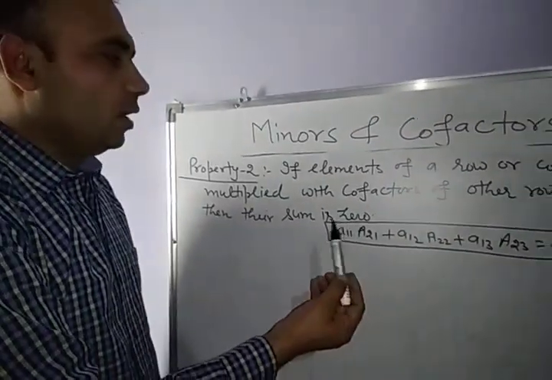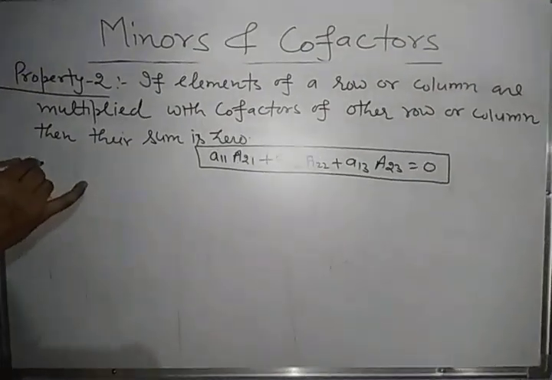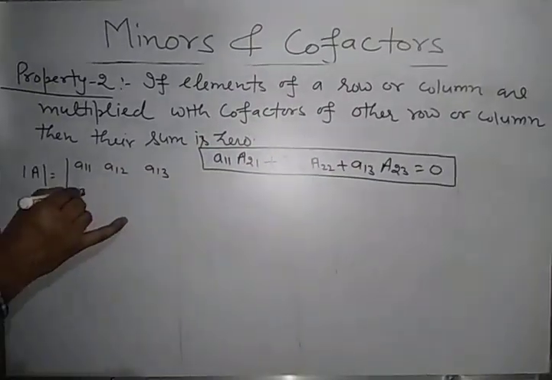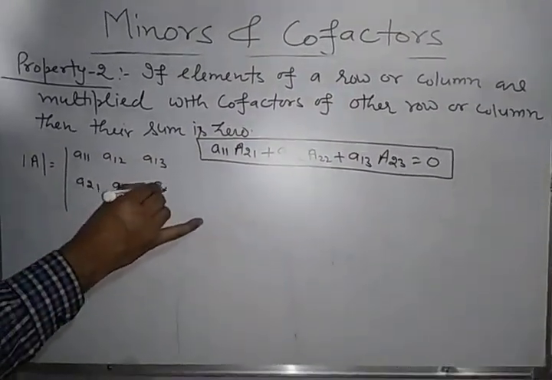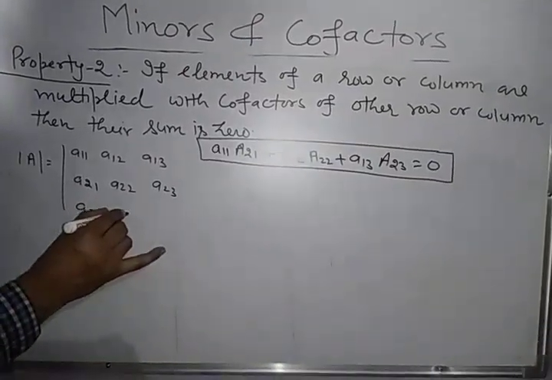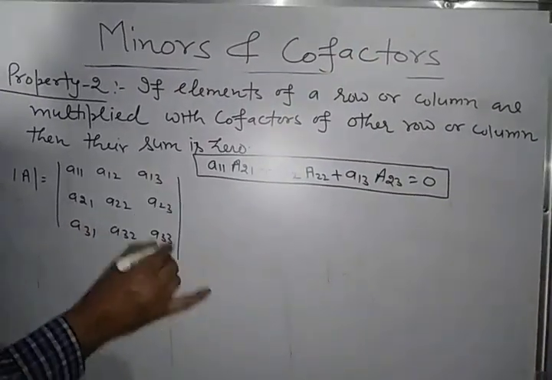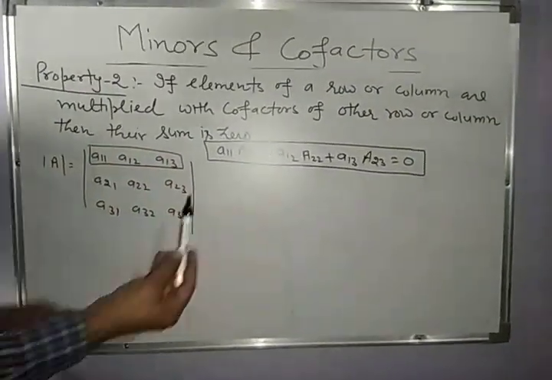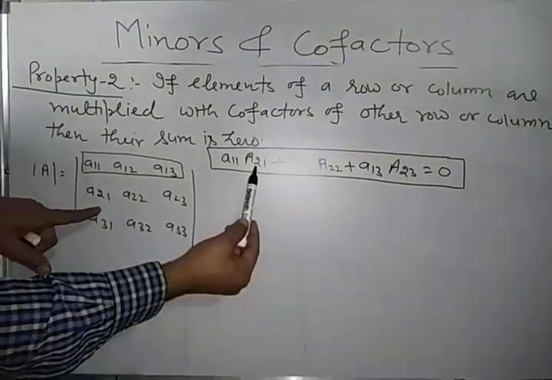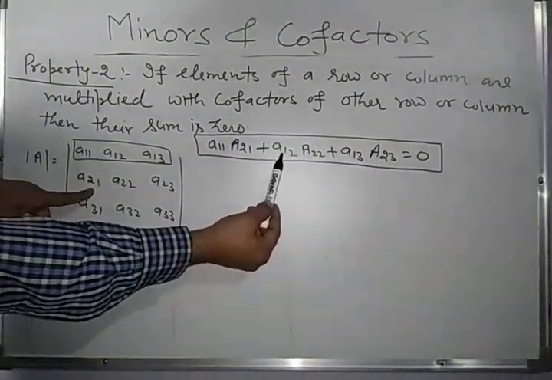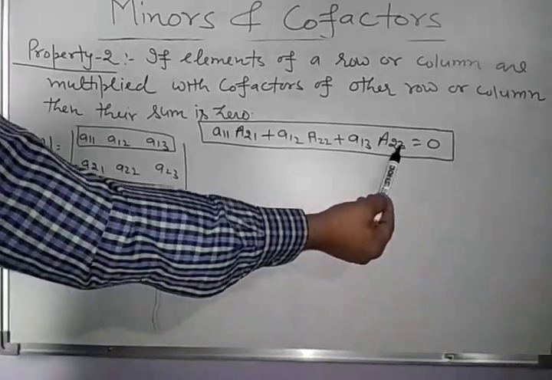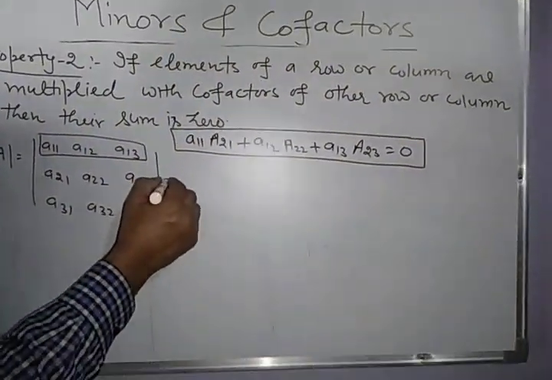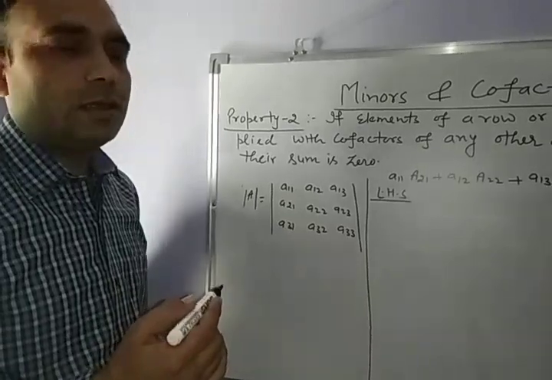Let A be the determinant with rows A11, A12, A13, A21, A22, A23, A31, A32, A33. If we take the elements of the first row and multiply them with the cofactors of the second row, that is A11 multiplied with the cofactor of A21, A12 with that of A22, and A13 with that of A23, then their sum is 0. Now we have to verify the same, taking the left hand side.